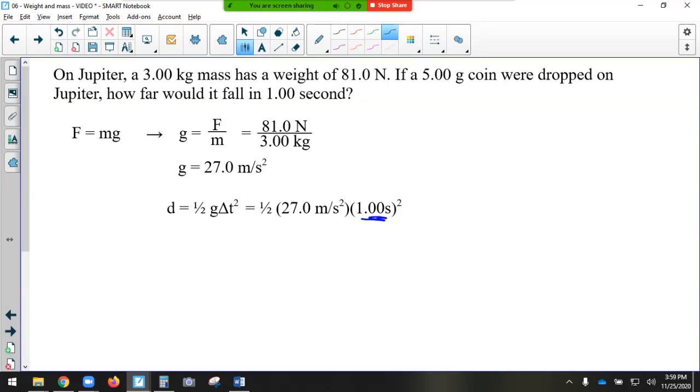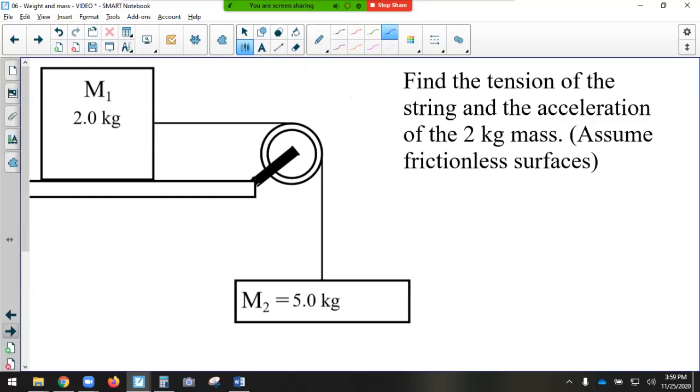With your 1 second, square that, it becomes 1 squared second, and the units of a second will cancel out, and you've got a simple little 13.5 meters. So it's going to travel a pretty great distance in that 1 second on the surface of Jupiter. So that is just your weight being used to help solve kinematics equations. We can use your weight to solve other types of problems as well. So this would be combining it with Newton's second law and Newton's third law.